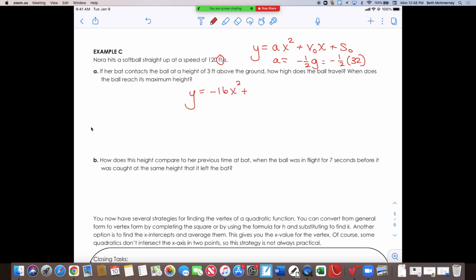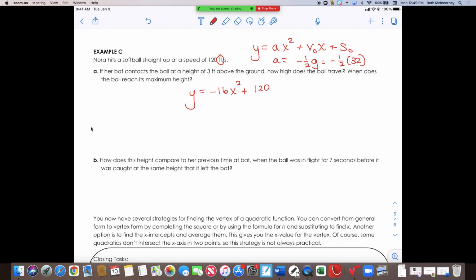V sub 0 is the initial velocity. What is the initial velocity? It's not 0. Yeah, Jordan? Yes, it's 120.